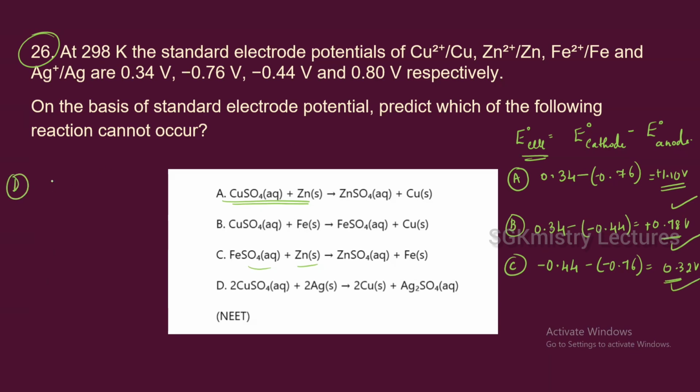Coming on to option D. Here we have copper and Ag. Ag has a better reduction potential. So I have to take copper at the cathode. So 0.34 minus, for the Ag, that is 0.80, which is positive, plus 0.80. Now 0.34 minus 0.80 will give a negative value. That is minus 0.46 volt. So since it is negative here, this particular reaction cannot occur.